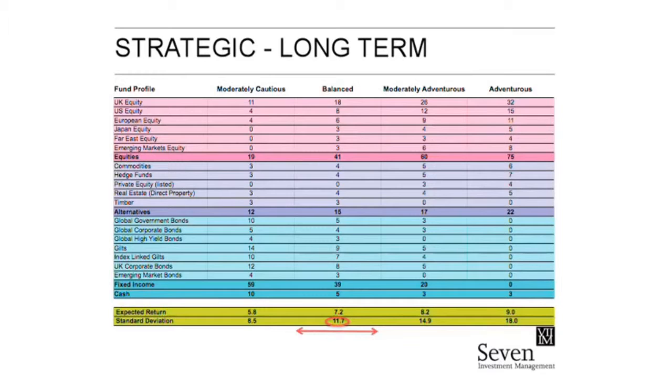You can see here in this slide that for the four different levels of risk represented by the columns, each one of them down the bottom has an expected return and a standard deviation. The standard deviation is a measure of risk. The bigger that number, the more risk in the portfolio. What we're trying to do is achieve, over the course of time, the expected levels of return with as little risk as is possible.